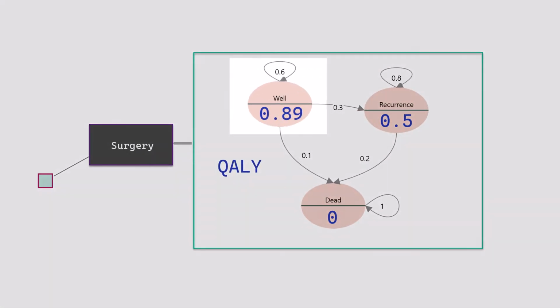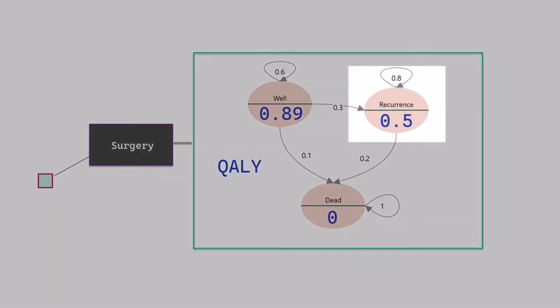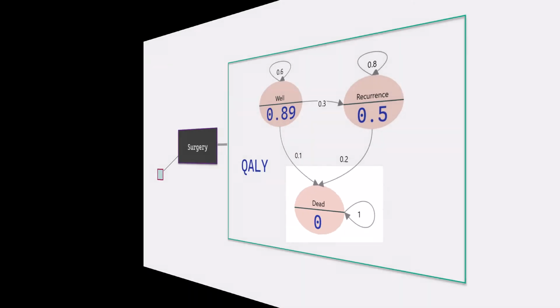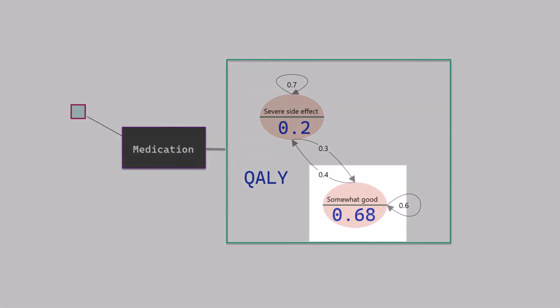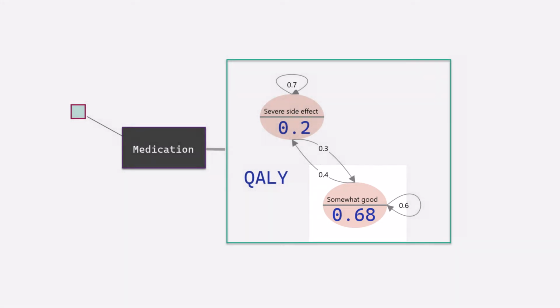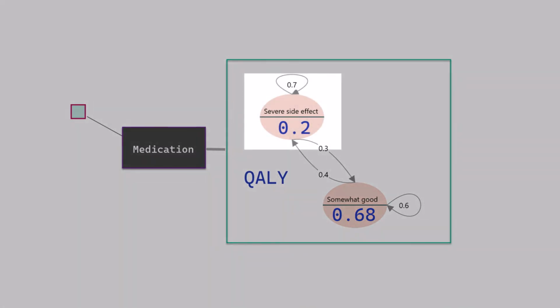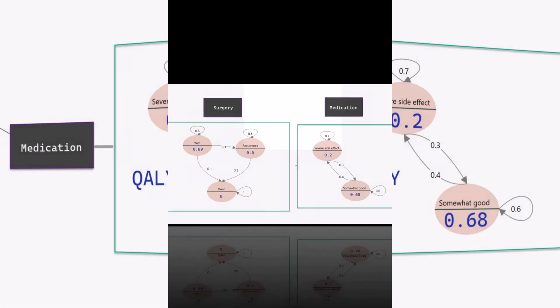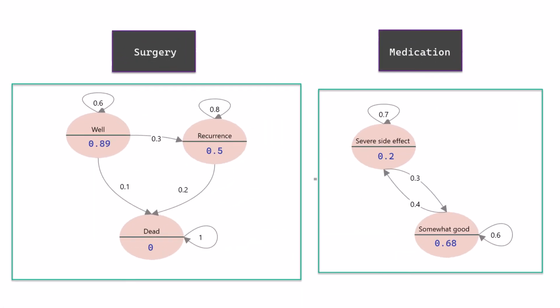For the well state, you get a 0.89 quality. For the recurrent state, you get 0.5 quality. For the dead state, naturally, zero quality. For the somewhat good state, you get 0.68 quality. The severe side effect quality is 0.2. The transition probabilities are shown in this graph.